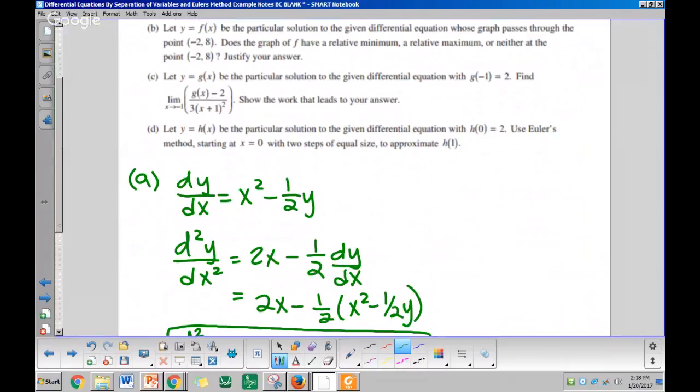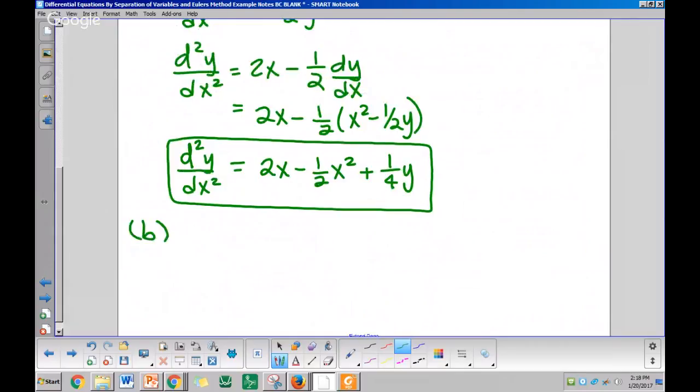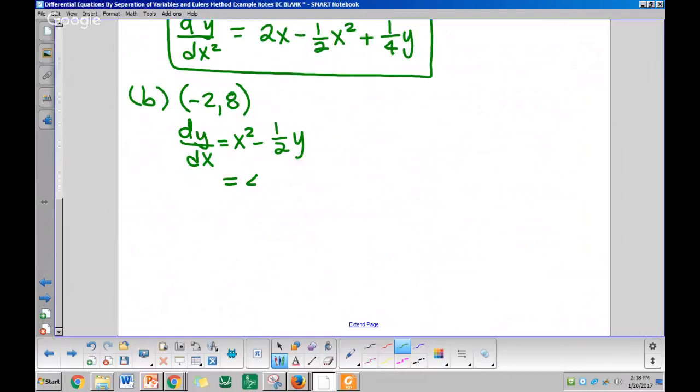Okay, so first of all, in order to have a max or a min, does that have to be a critical point? How do we know it's a critical point? It makes the first derivative equal to 0, right? So that was equal to x squared minus 1/2 y. So what happens here? We get 4 minus 4, which is 0, right?